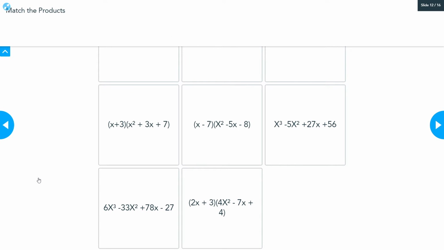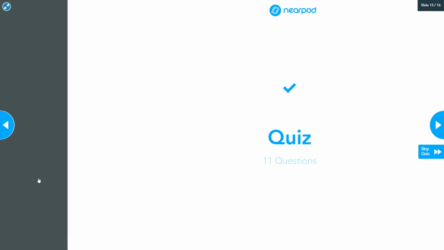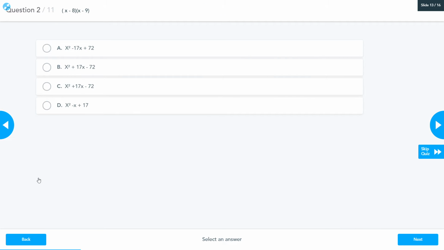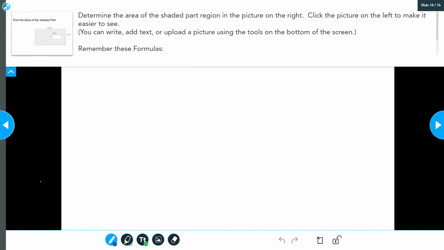You guys did, for the most part, a great job with the matching. You guys mostly did great on the quiz. Don't forget, when you're looking at problems like, let's see, number 8, you have to multiply it by itself. So you need to use your boxes or you need to FOIL. The same thing for number 9. All right, let's skip the rest of the quiz.